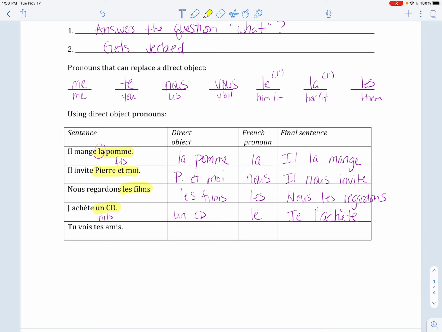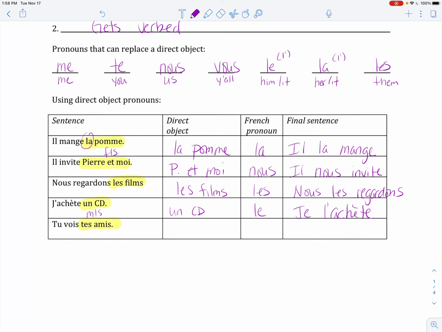Okay, last one. Tu vois tes amis. You see your friends. What's being seen? Your friends. They're the direct object, tes amis. Okay, now this one can get a little tricky. Your instinct is going to be to put te in there because you see te. But that would mean you see yourself. If you're being seen and you're doing the seeing, it would be you see yourself, and that's a reflexive verb. That's not what we want to say. You see your friends. Are you seeing me, you, us, y'all, him or it, her, or them? You're seeing them because it's referring to a plural group of people. So we want les in this case. Tu les vois. You see them.